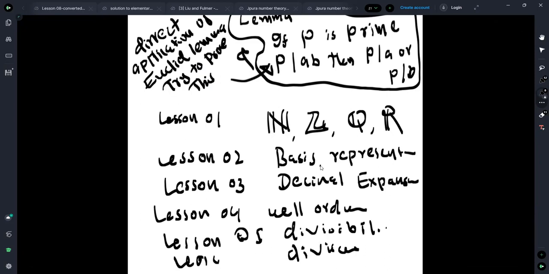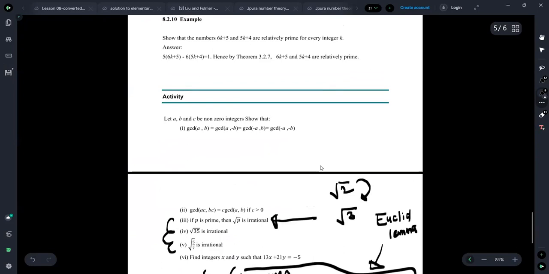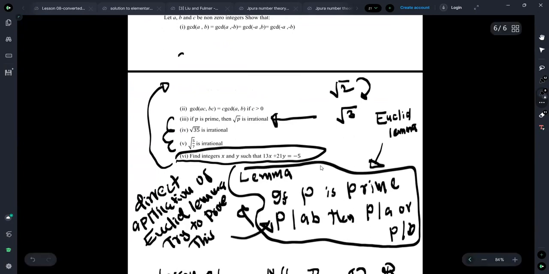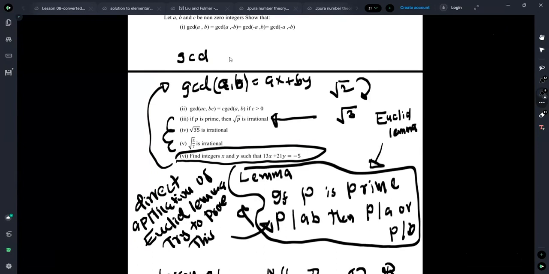Next week, we are going to learn about the Euclidean algorithm. It is again a very important algorithm. From the Euclidean algorithm, you can find such x and y for any a and b, such that gcd(a,b) equals ax plus by. The Euclidean algorithm gives us a method to find such x and y, right? And it also has many applications. We will see it later.